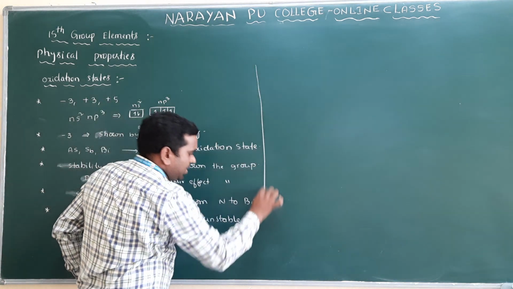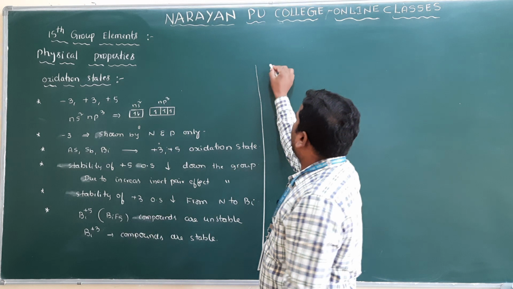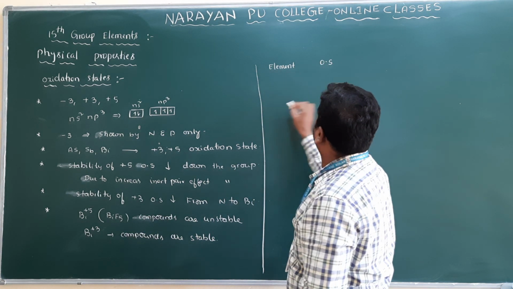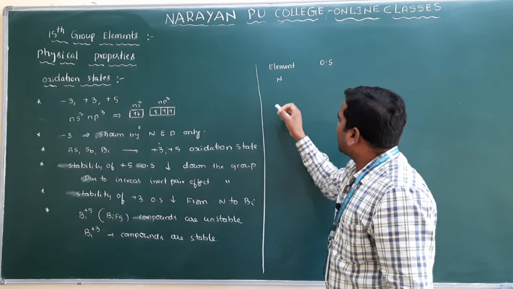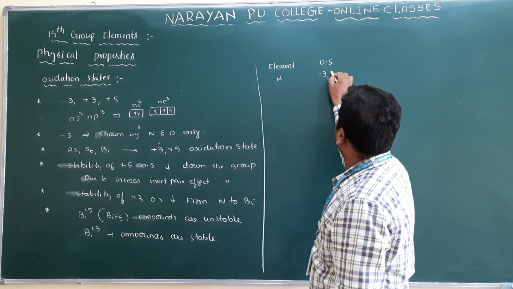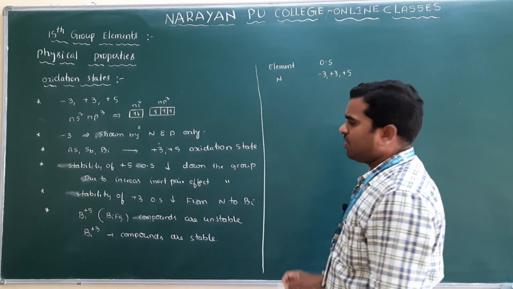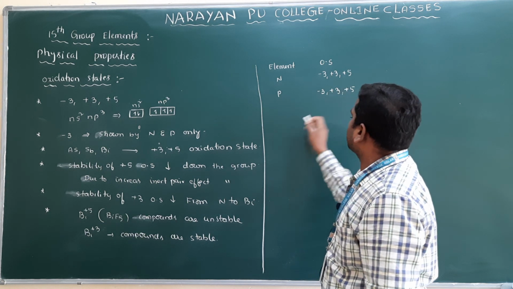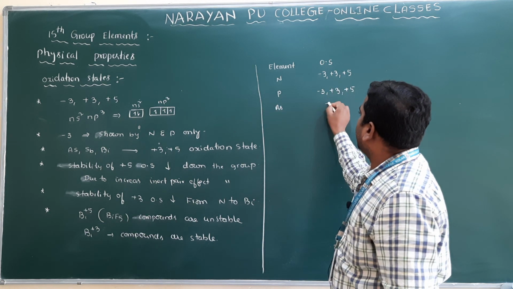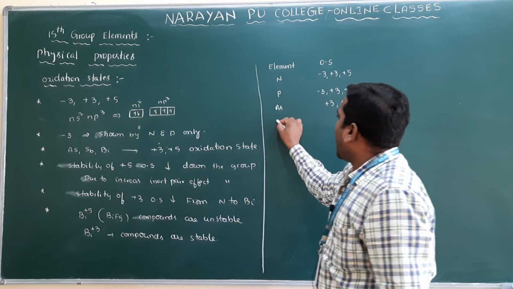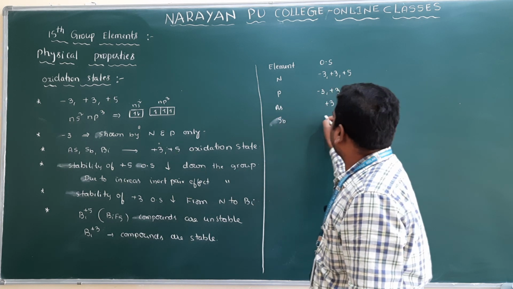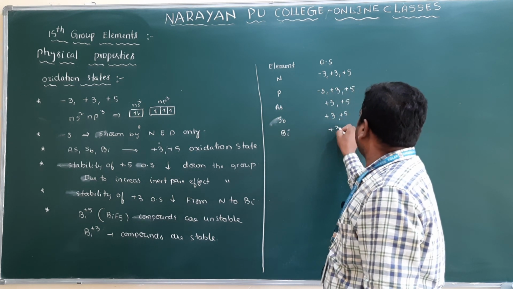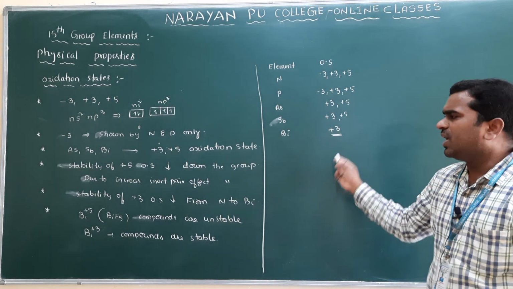So now, if you see here, element and oxidation state. Clear? Nitrogen can show -3 and +3, and what is there, +5. And phosphorus can also show -3, +3, and +5. And arsenic will show +3 and +5. Antimony will show +3 and +5. But bismuth is mainly +3.